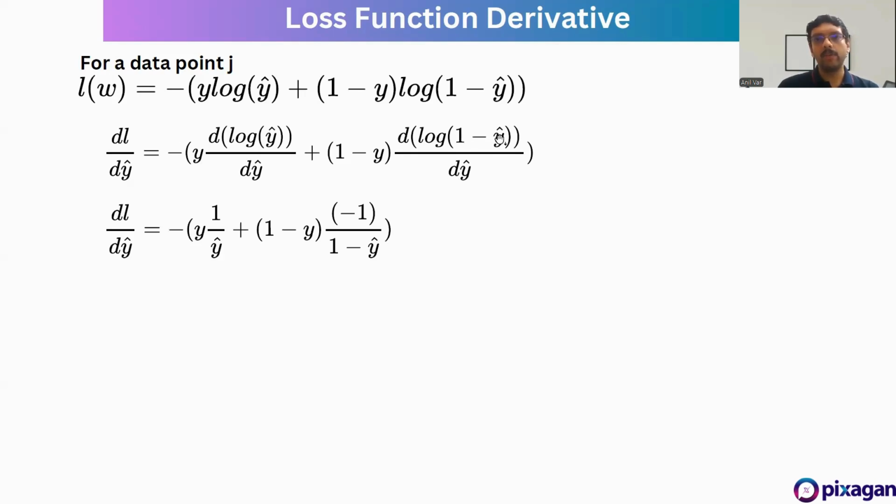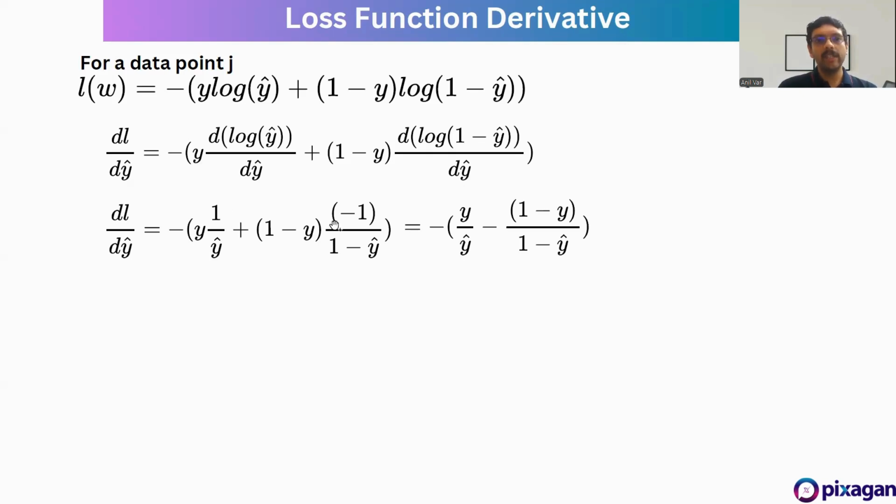The derivative of log(1 minus y hat) with respect to y hat: let z be 1 minus y hat. Using the chain rule, d log z by dz times dz by dy hat. d log z by dz is 1 by z, which is 1 by 1 minus y hat, times the derivative of 1 minus y hat with respect to y hat, which is minus 1. So you're left with minus 1 by 1 minus y hat.